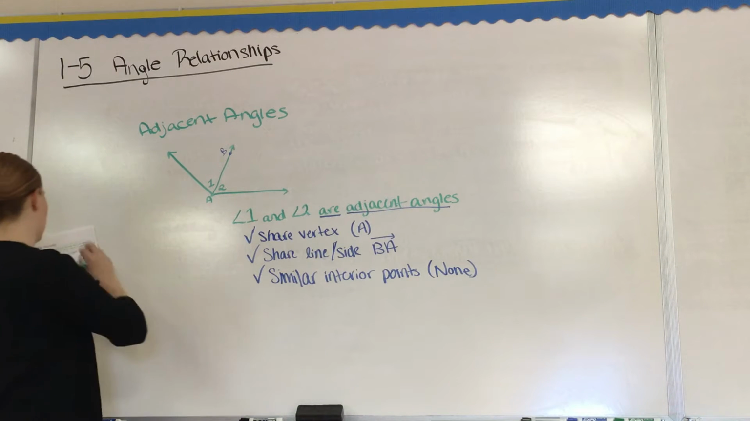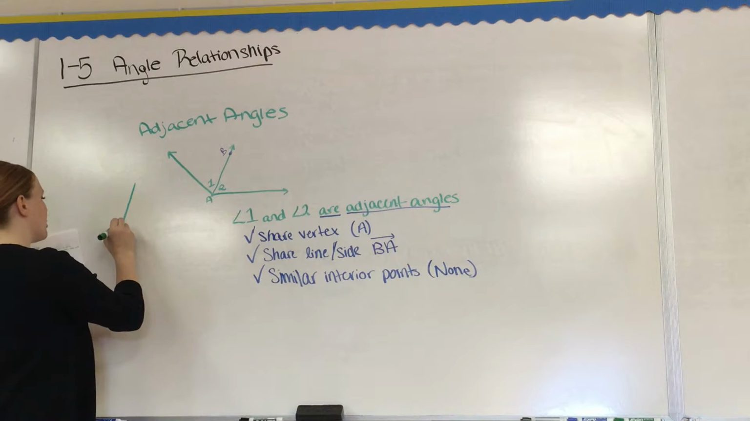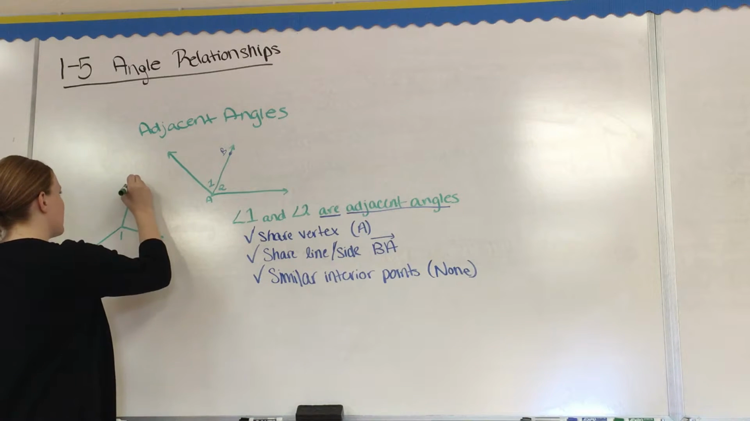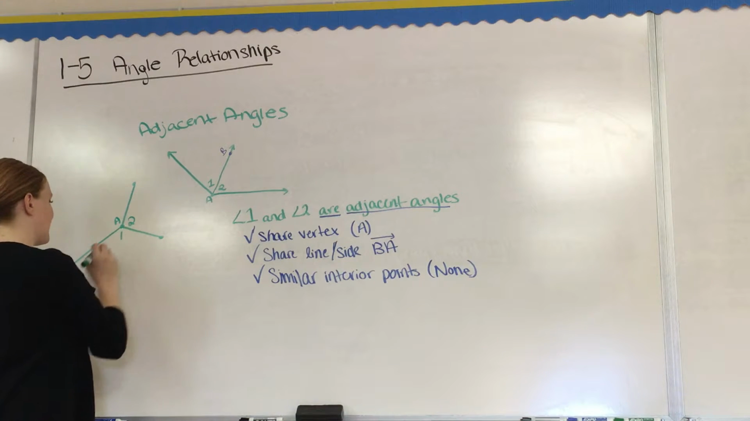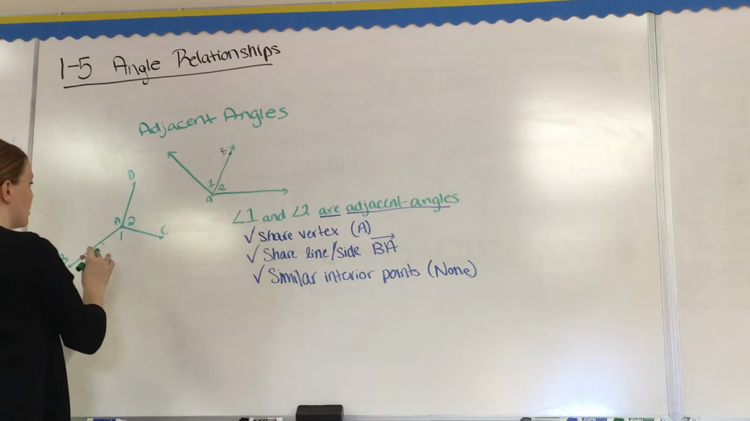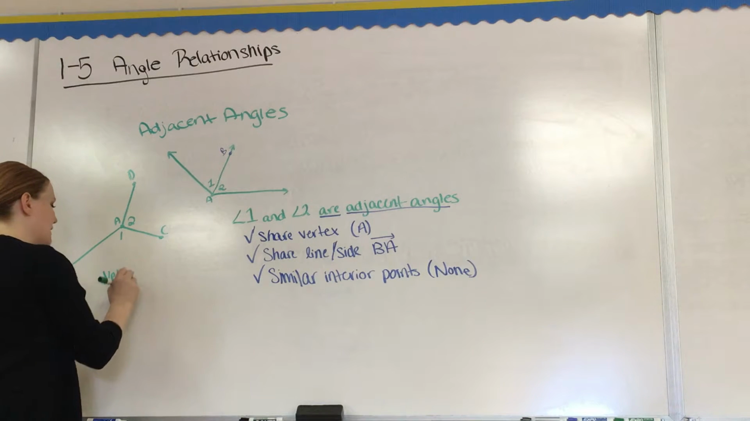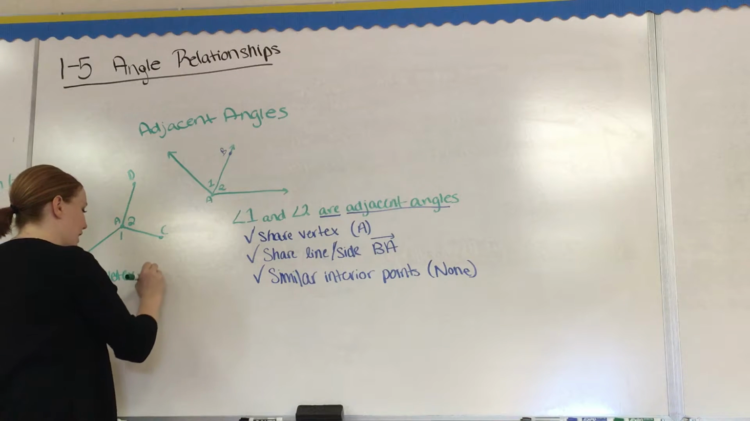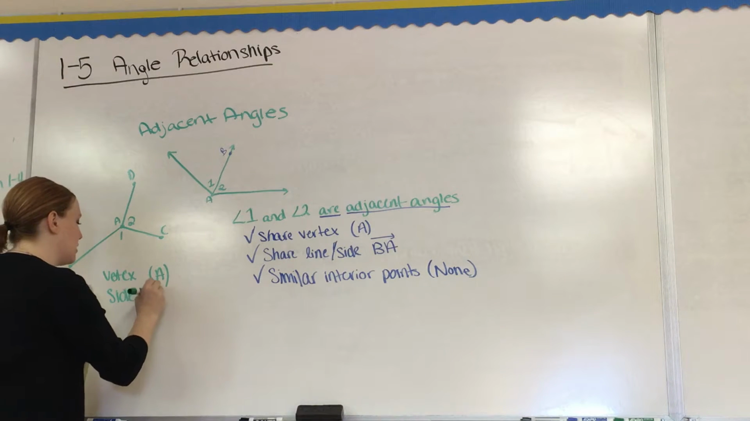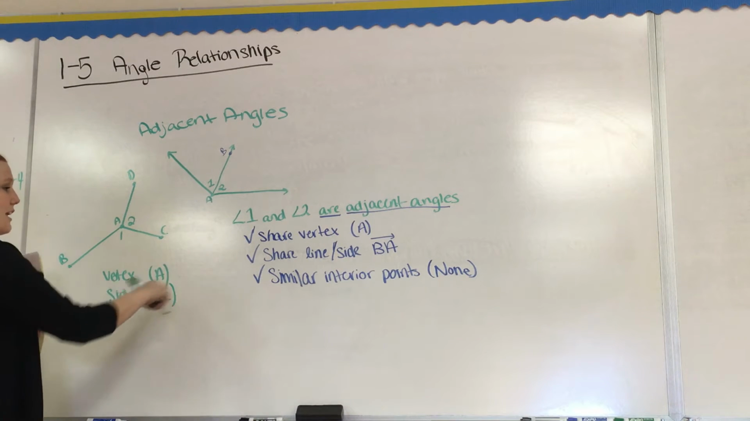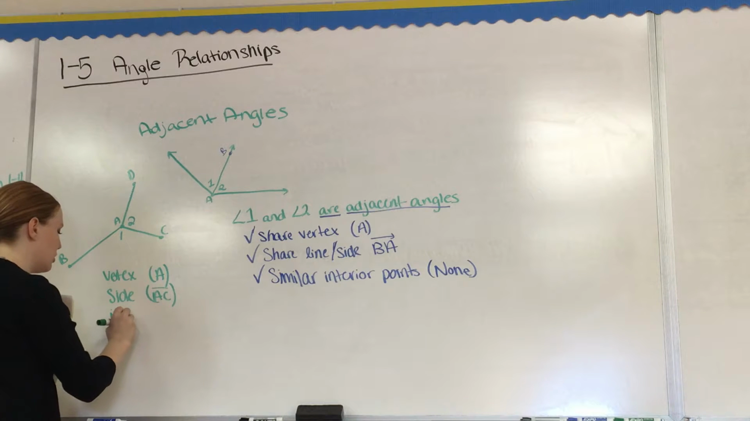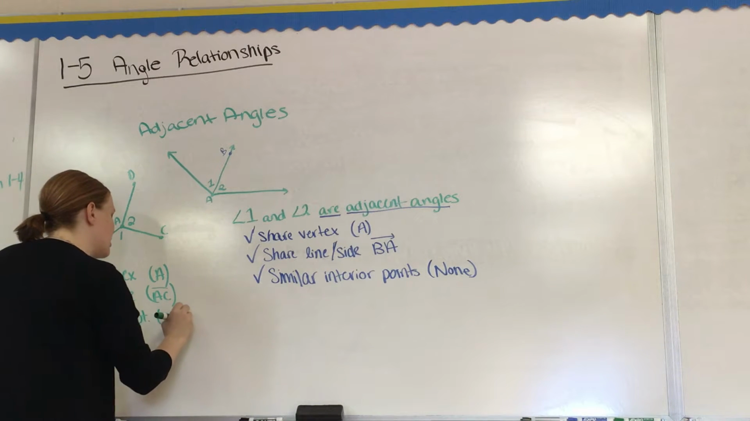Now let's draw another picture. We're going to call this 1, and we're going to call this 2, and this is going to be vertex A, with points B, C, and D up there. So we're going to go through the same checklist. Do they share a vertex? Yes, they share vertex A. Do they share a line or a side? Yes, they share line AC. Now do they share any common interior points? If I put a point interior here, does it share it over here? No. Interior points, none. So are these adjacent?